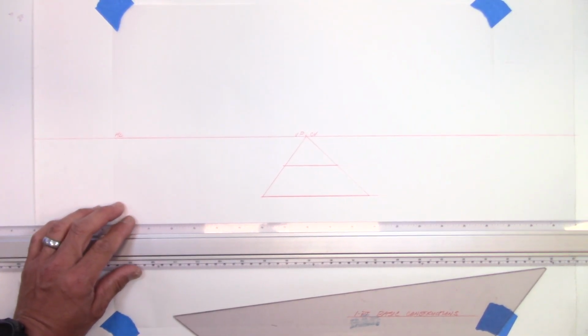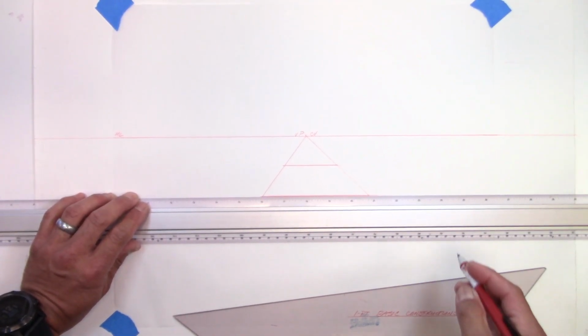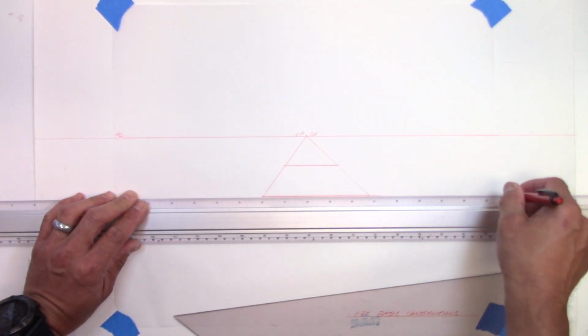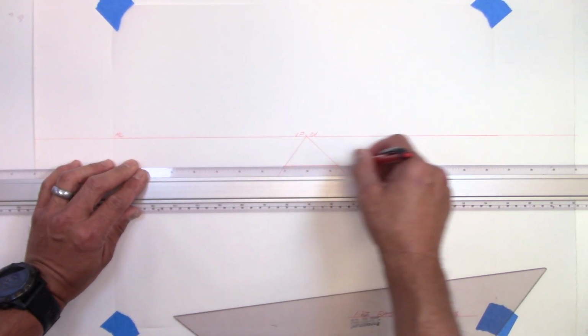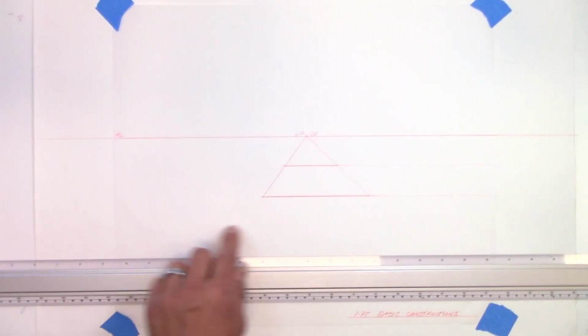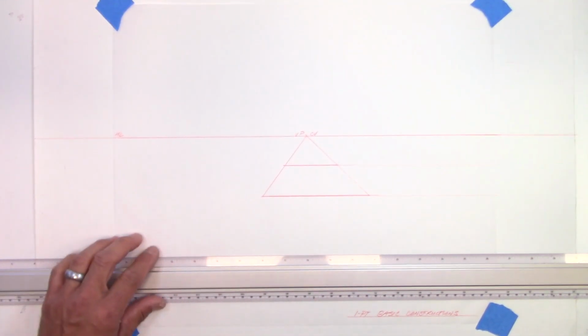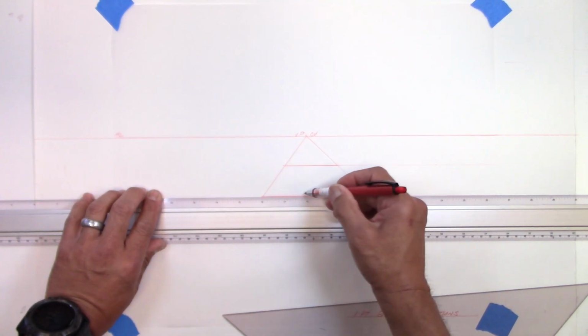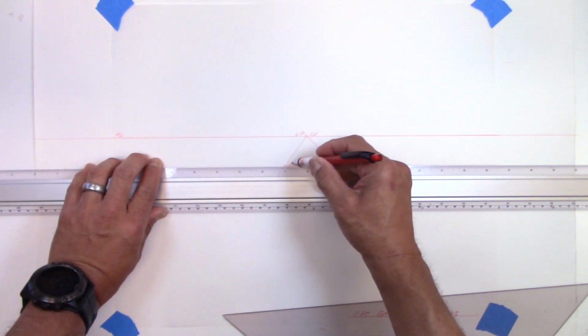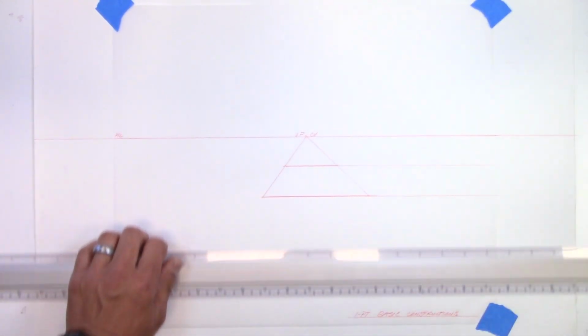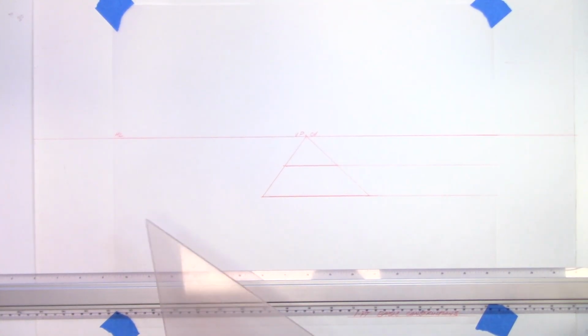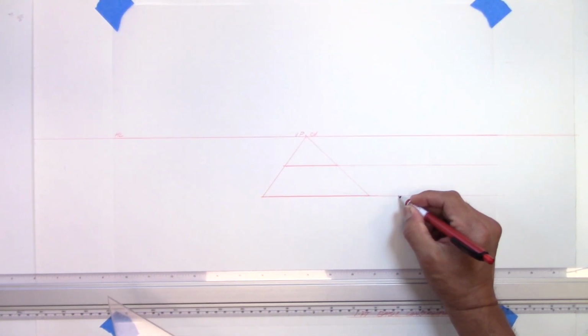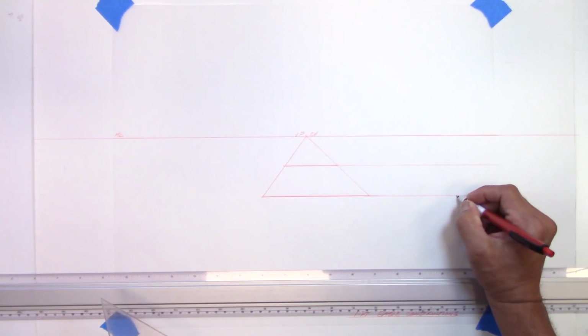Okay, so let's make another one. We can actually make another one the same width, or the same depth, and we can use this height here. Just bring these lines across here and here. And I'm just going to make a mark here and here.